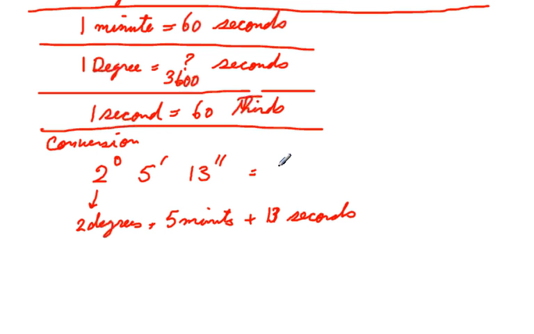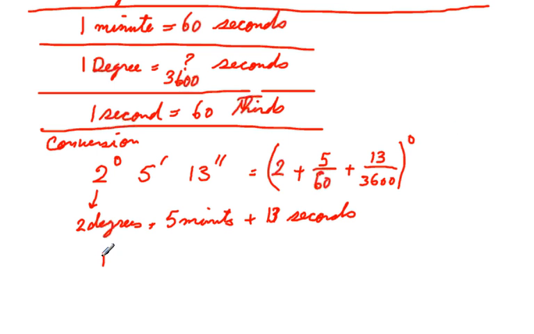So 2 degrees is just 2 degrees. 5 minutes. How many minutes made a degree? 60 minutes made a degree. So 5 minutes is going to make what fraction of a degree? 5 over 60. So to convert this thing into a degree, we have to divide by 60. 13 seconds. You remember 3,600 seconds makes a degree. So 13 seconds is going to make 13 of 1 over 3,600 of a degree. This whole thing is now in degrees.